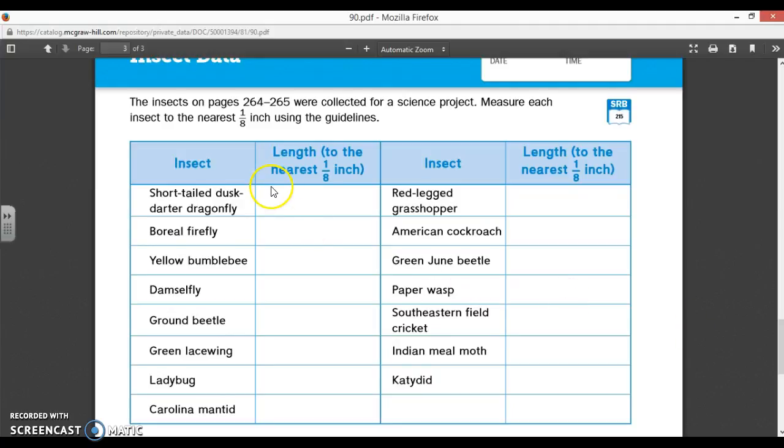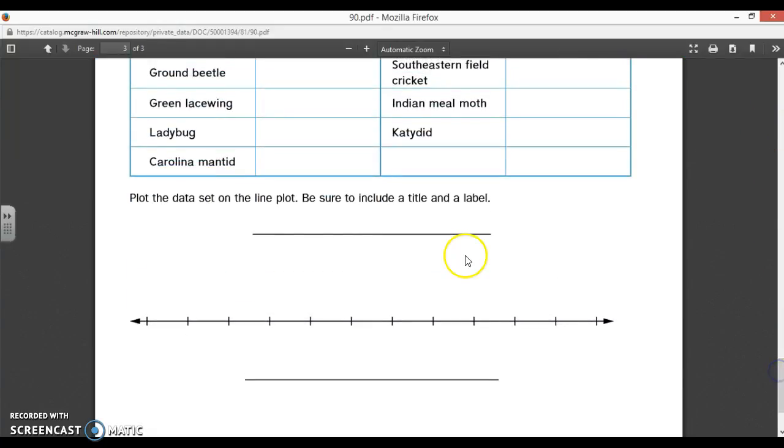So you would write your number, so let's say 2 and 3/8, you would write the 3/8 as a fraction. So let me show you what you will do once you have written down the measurements for each animal or each insect. You're going to write them here. Then what you're going to do is you're going to plot the data set on the line plot. You need to put a title for it here, and then the label down here.